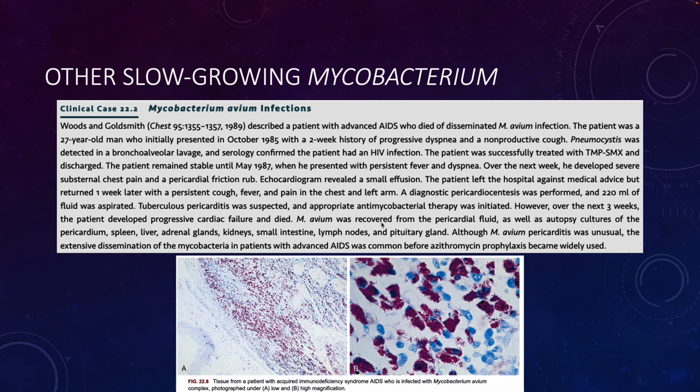However, over the next 3 weeks, he developed progressive cardiac failure and died. And it turned out that they were able to recover Mycobacterium avium from the pericardial fluid, as well as the pericardium, spleen, liver, adrenal glands, kidneys, small intestine, lymph nodes, and pituitary gland. So this bacterium went all over the body. Although Mycobacterium avium pericarditis was unusual, the extensive dissemination of the mycobacteria in patients with advanced AIDS was common before azithromycin prophylaxis became widely used. So the idea is that once patients with HIV were on antiretroviral therapy, it was more uncommon to see AIDS patients suffering from these types of infections.